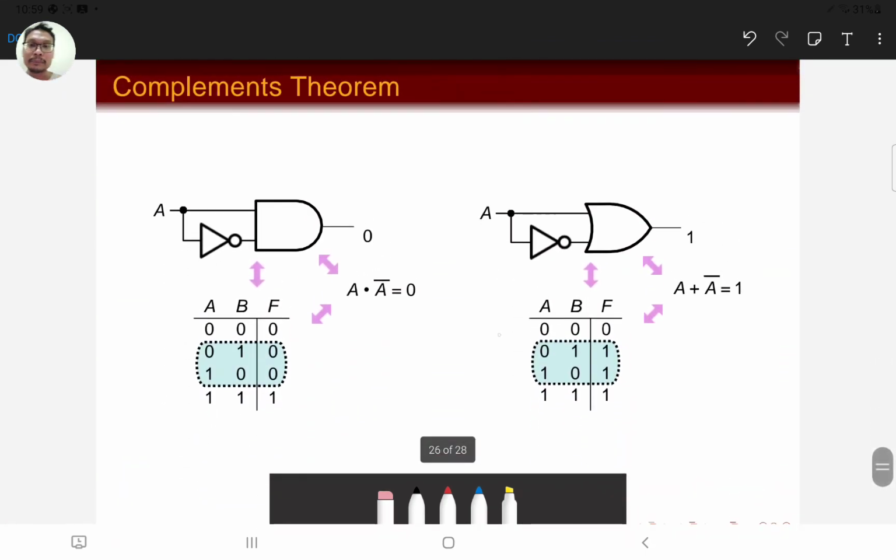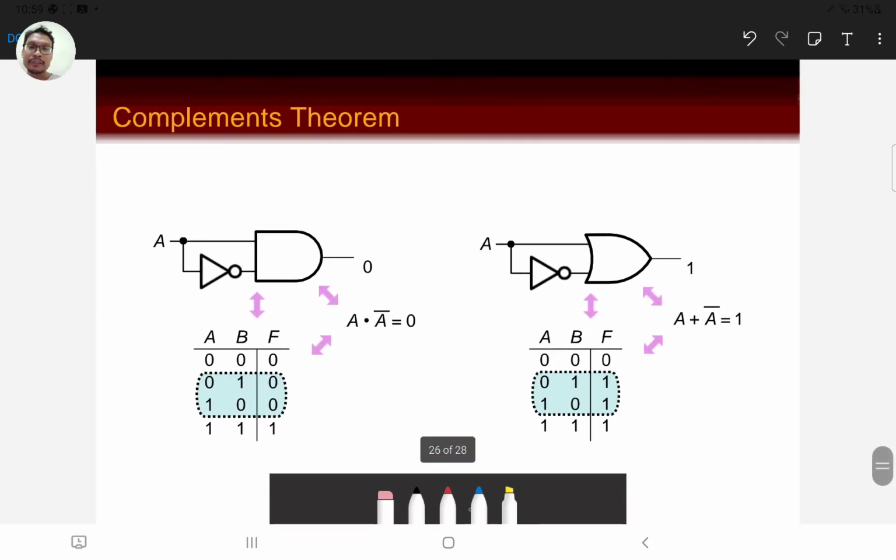The number 4 is the complements theorem. In the complements theorem for the NAND gate, we can see A dot A bar. Here is A bar now. So A dot A bar is automatically going to be 0, regardless of the value of A. It doesn't matter if A is 1 or if A is 0. If we put A and A bar on the input of an NAND gate, we are going to get a 0 on the output.